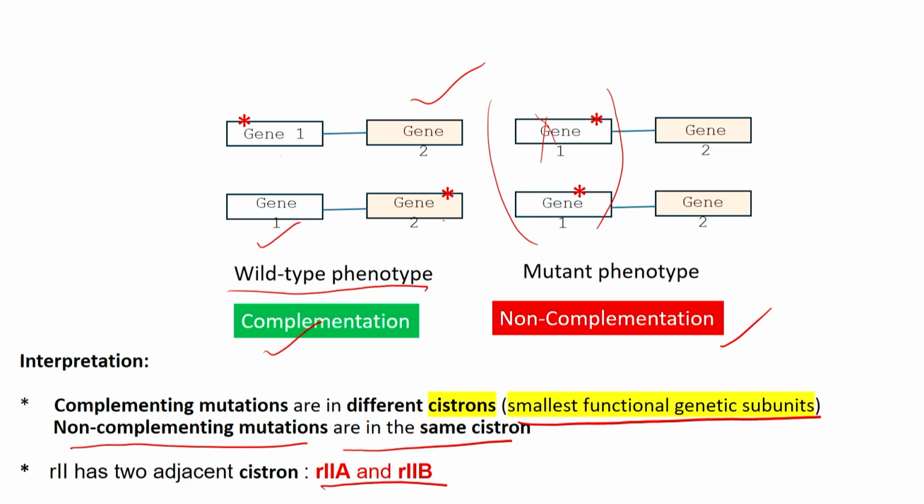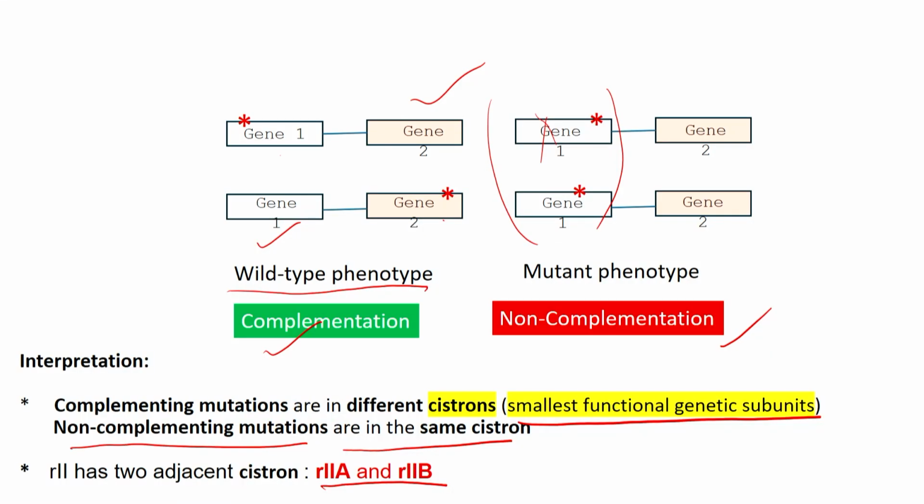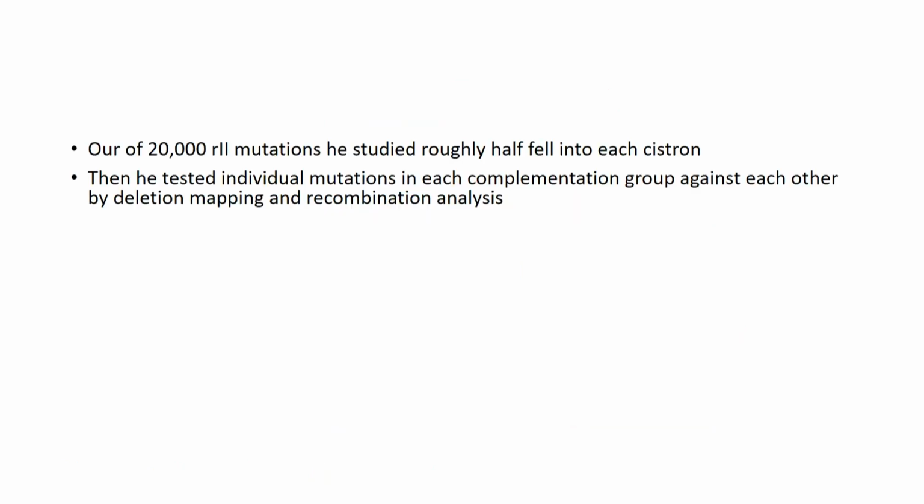That was big, right? So a locus can have multiple genes, now we know, but then he discovered that even a locus can be broken in different sections which are coding for independent polypeptides. That was tremendous. So rII Locus has 2 adjacent cistrons, R2A and R2B. And using this kind of complementation assay, he was able to divide all these 20,000 mutants he was having in 2 different complementation groups, and half of them fall in each cistron, right.